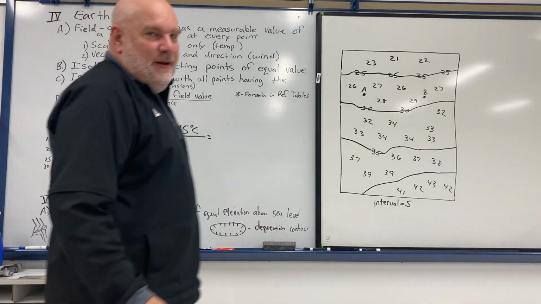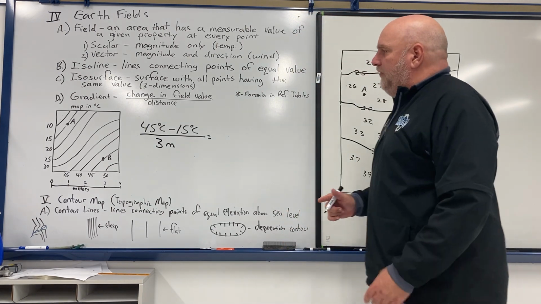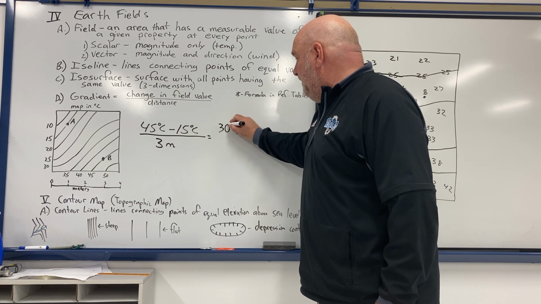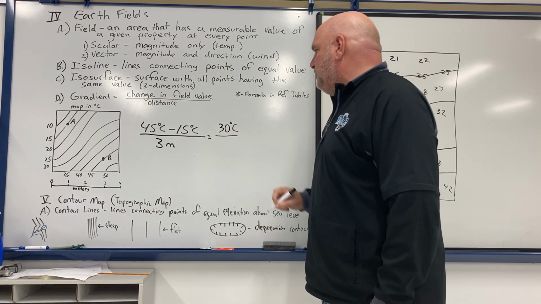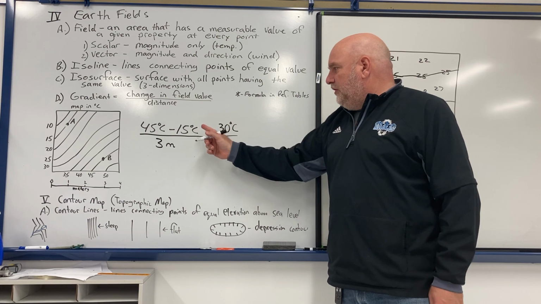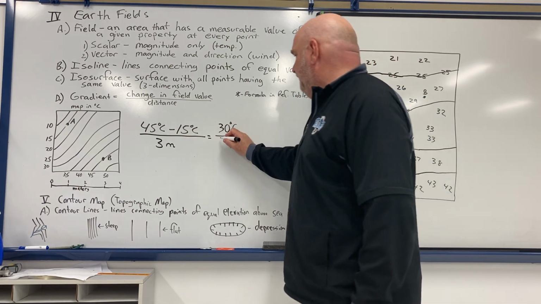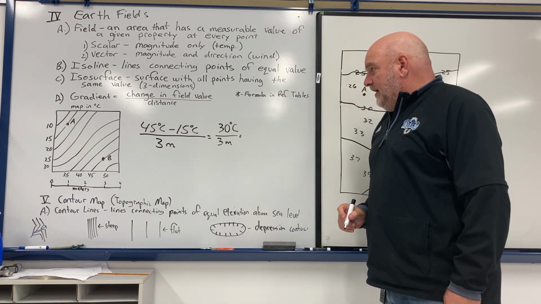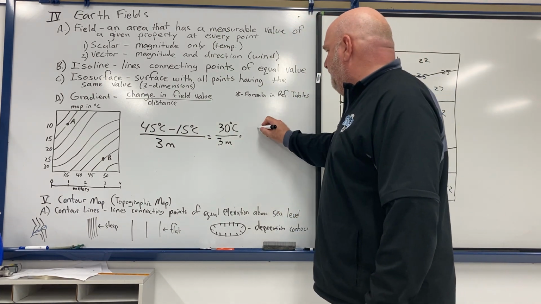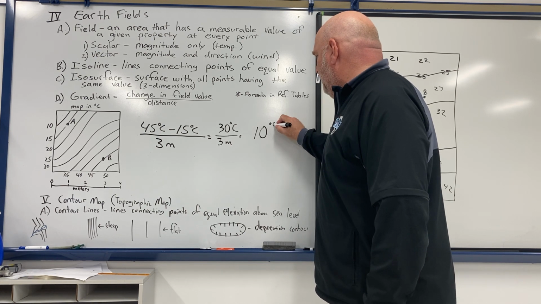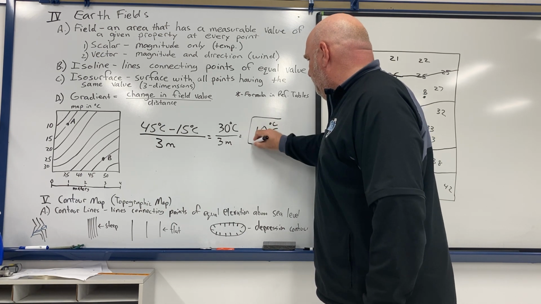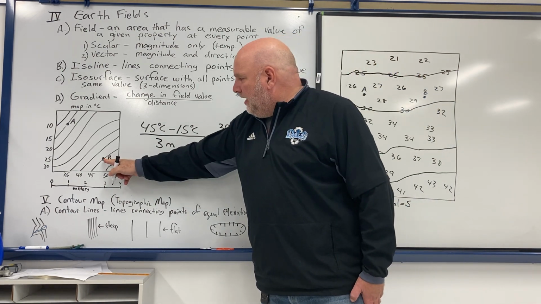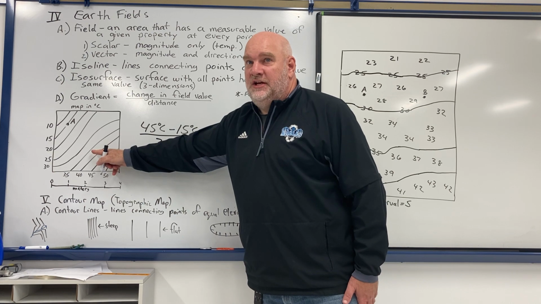Now I could simplify my formula here. I go 45 minus 15, there is a 30 Celsius change in temperature, and the temperature changed 30 degrees over 3 meters. So my gradient, 30 divided by 3, would be 10 degrees Celsius per meter. So what that means is, on average, every meter I go this way, the temperature changes 10 degrees.